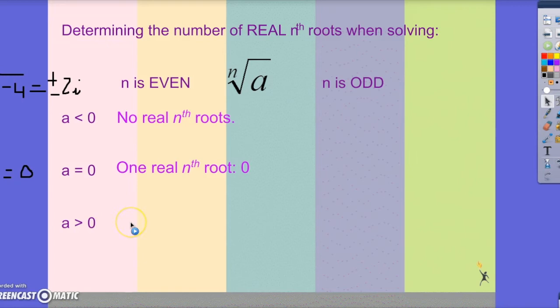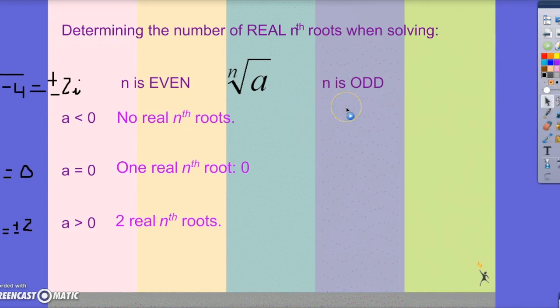And if a is greater than 0, there's 2 real nth roots. So the example I can give you, square root of 4 equals plus minus 2. So you have 2 real, 1 real, 2 imaginary. Or no real, because this is imaginary, right? Now, this one, like I said, even is the square root. It's any other even root it applies to. So you already have seen that with square roots before.